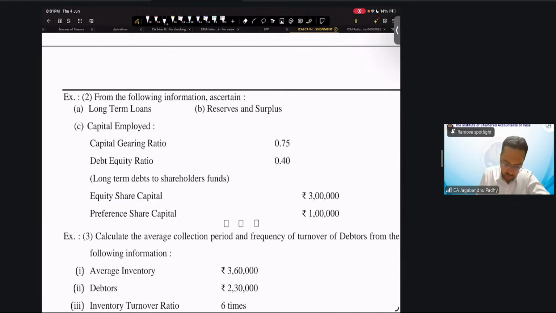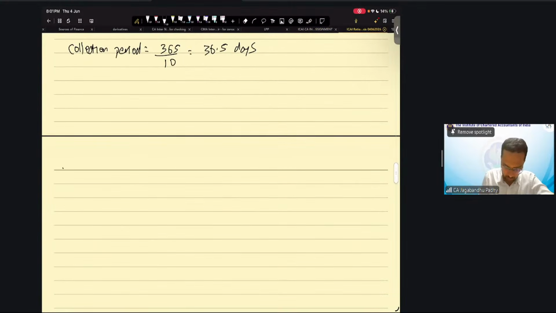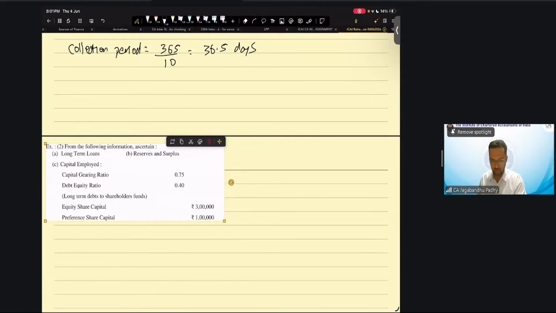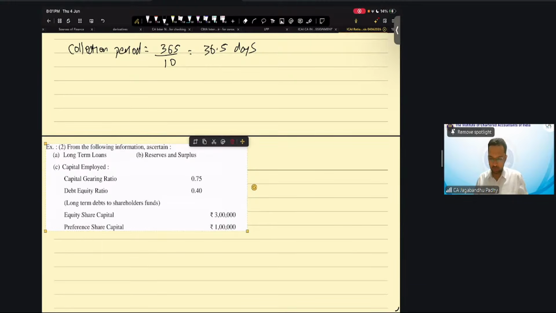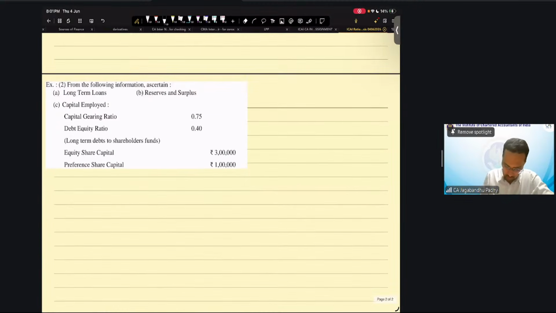So let me just copy this question and we'll solve it over here. So first up, we have the capital gearing ratio and debt equity ratio. We don't know what is the long-term loan and reserves and surplus. So let long-term debt be rupees X and reserves be rupees Y.